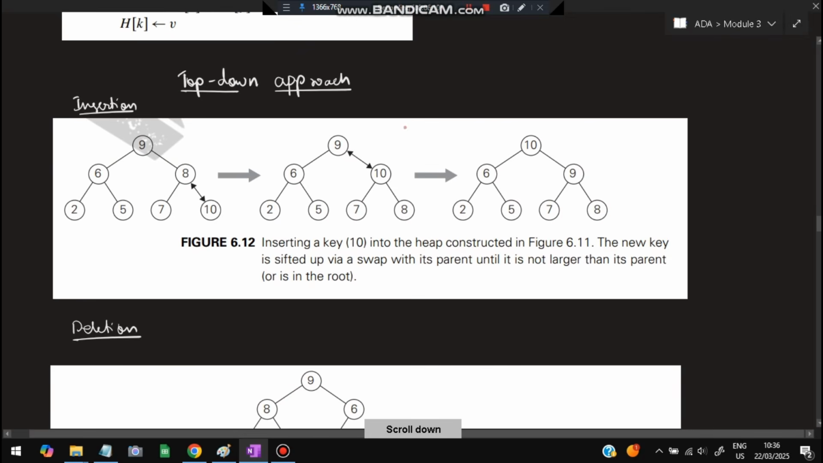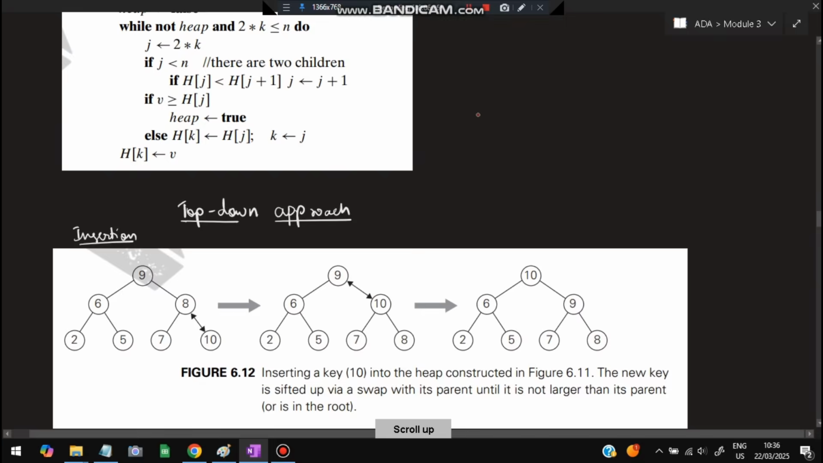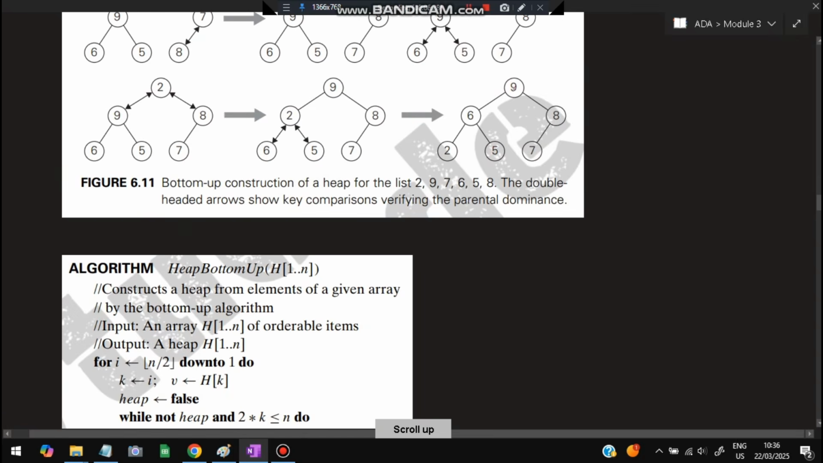Next is the top down approach. This is the second approach. Here there are two things we'll be doing, insertion and deletion. Insertion means inserting a new element. A tree is already constructed, and we have to insert a new element. The heap is already there. If you observe carefully, this is the heap which we had in the previous problem. It is the same, we have obtained this one.